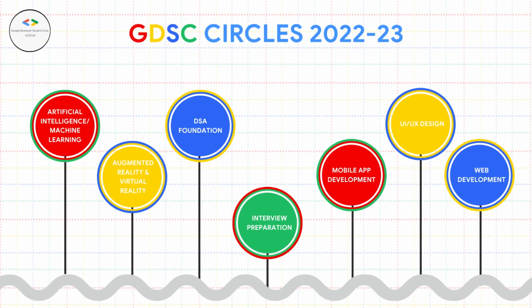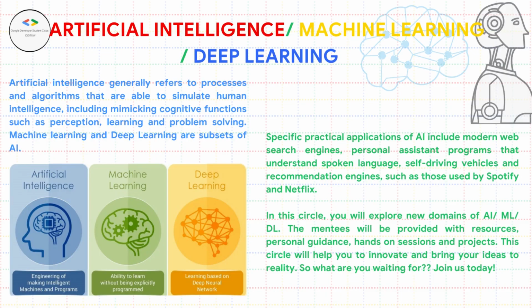Coming up to our mentorship circles, we have 7 lucrative ones for you: AI and ML, Artificial Intelligence and Machine Learning; AR/VR, Augmented Reality and Virtual Reality; DSA Foundation; Interview Preparation; Mobile App Development; UI/UX; and Web Development. All really exciting. So let's get into what each of these are all about and what you'll be getting out of them.